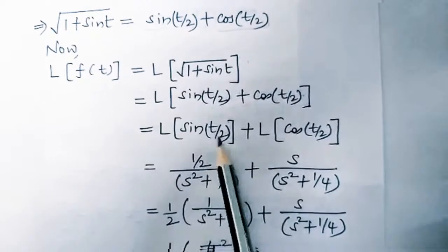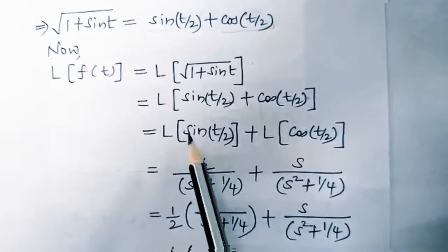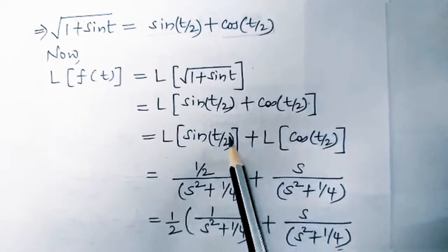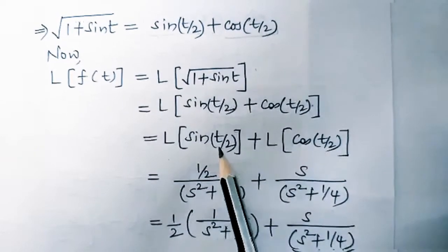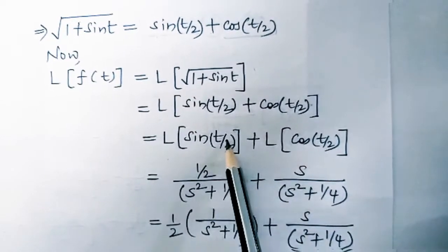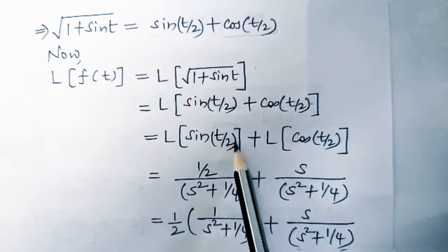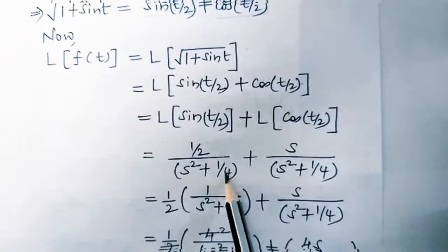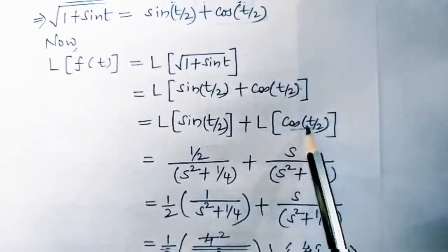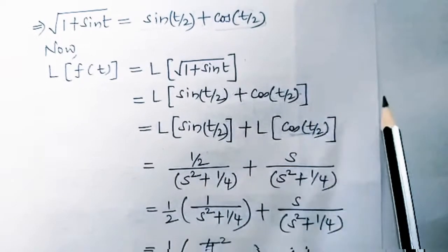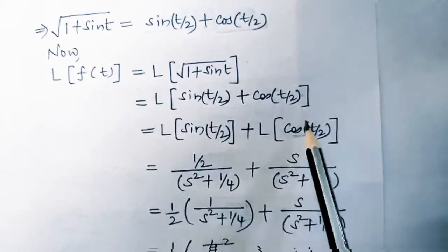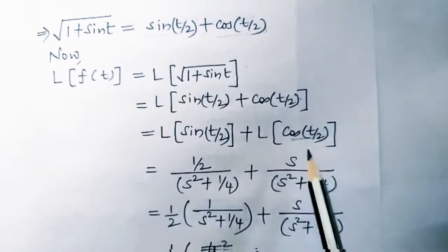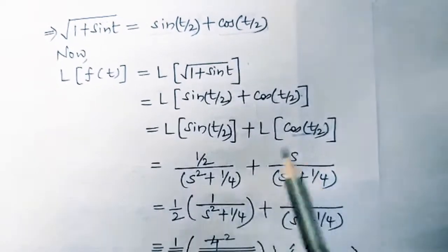So for Laplace of sine of t by 2, we remember the Laplace of sine of at. What is a? A is the coefficient. That is given by a divided by s square plus a square. But here, for Laplace of sine of t by 2, the a is 1 by 2. So if you apply the formula, it is 1 by 2 divided by s square plus 1 by 2 the whole square, which is 1 by 4. And Laplace of cos of at is s divided by s square plus a square. If I compare cos of at with cos of t by 2, the value of a is 1 by 2, and if I apply here, s divided by s square plus 1 by 2 the whole square, which is 1 by 4.